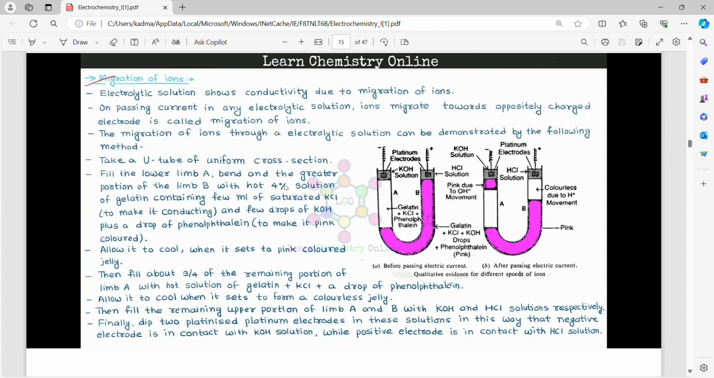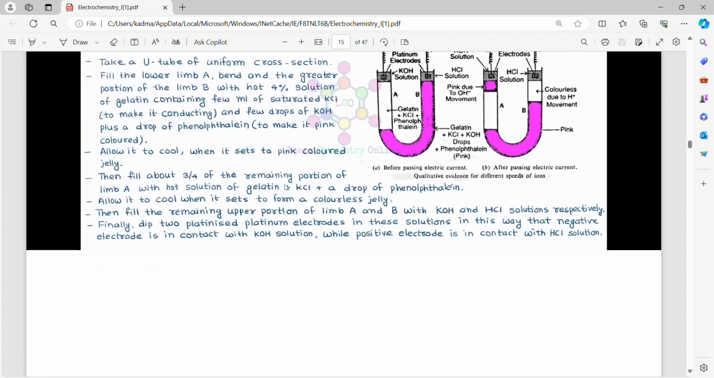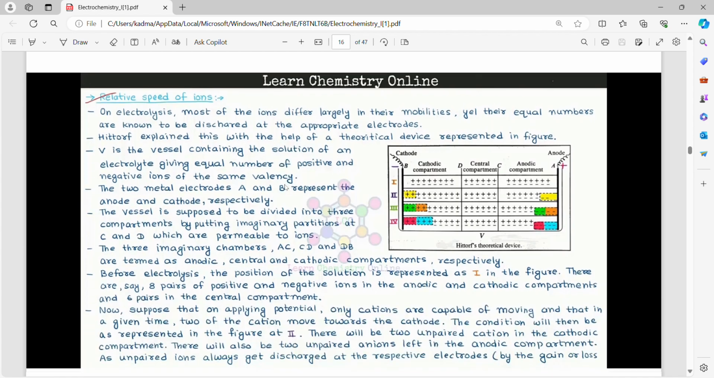Finally, dip 2 platinized platinum electrodes in the solution. In this way, the negative electrode is in contact with KOH solution while the positive electrode is in contact with HCl solution.